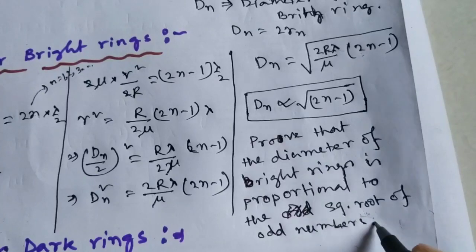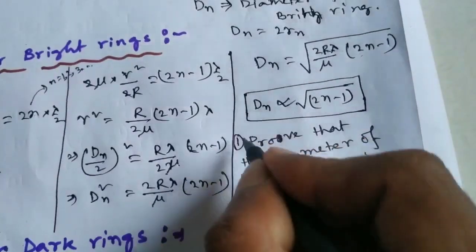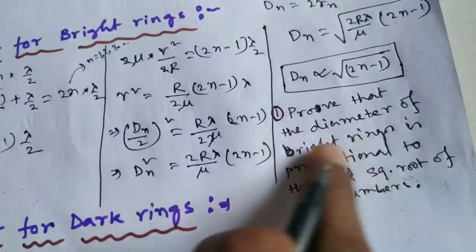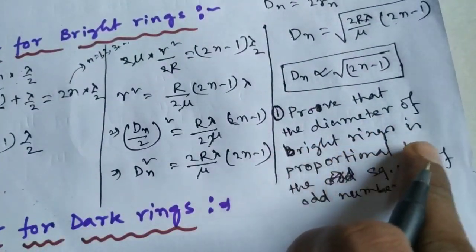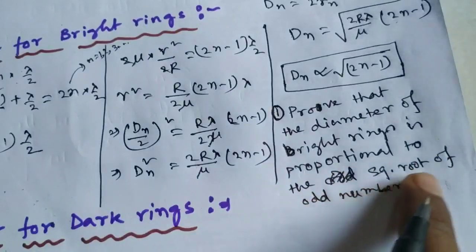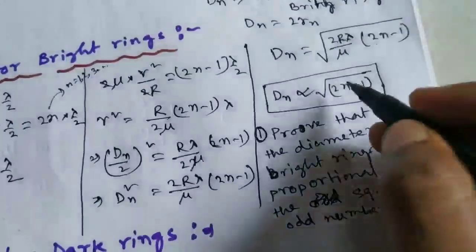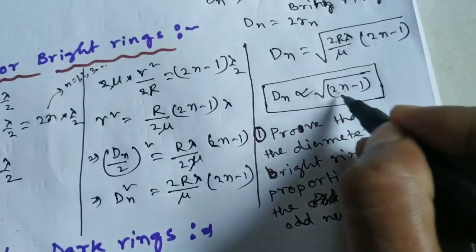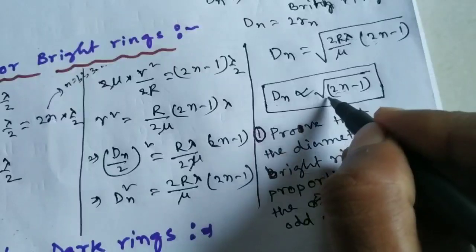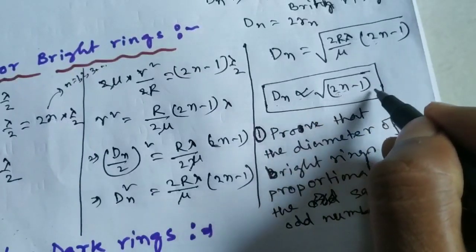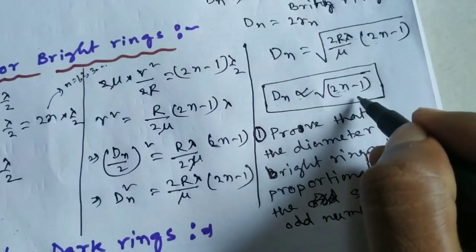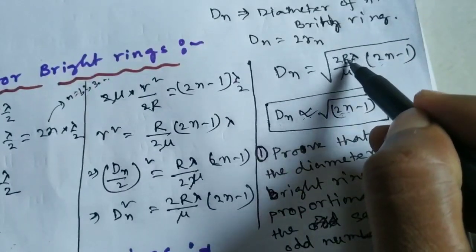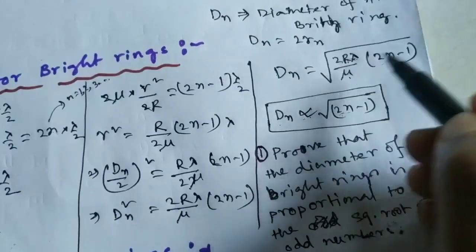So this is the question which you get in your exam. Prove that the diameter of bright rings is proportional to the square root of odd numbers. 2n is an even number, and 2n minus 1 is the odd number. So dn is proportional to the square root of odd numbers, which is very important for your exam. And why is this proportional? Because r, lambda and mu are constant.